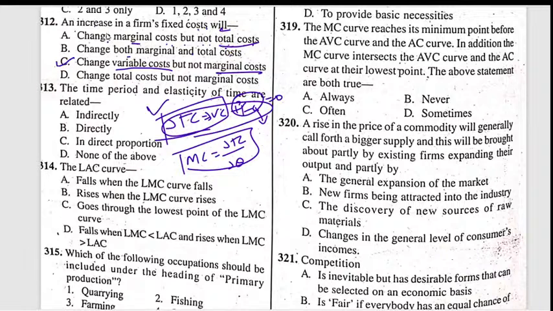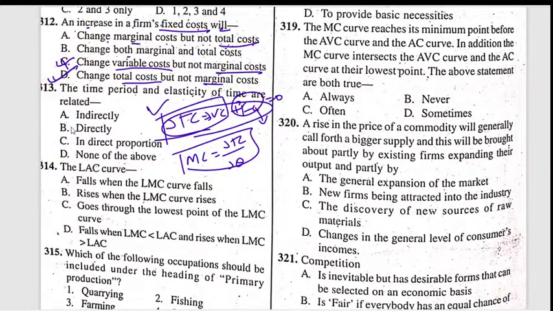What is it saying? An increase in a firm's fixed cost. There will be no change in any variable cost, because fixed cost is something different. So there is a change in total cost but not in marginal cost. So option D will be correct. Total cost will change because fixed cost is already included in total cost, but marginal cost depends only on variable cost. So there is no change in marginal cost, but total cost will change. Question number 312, the correct option is D.